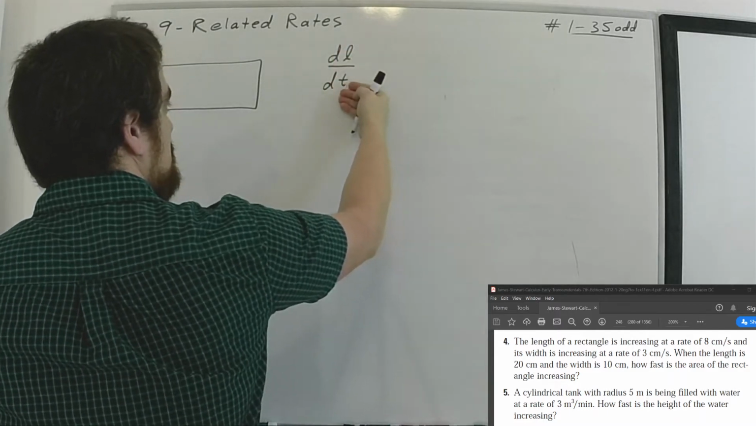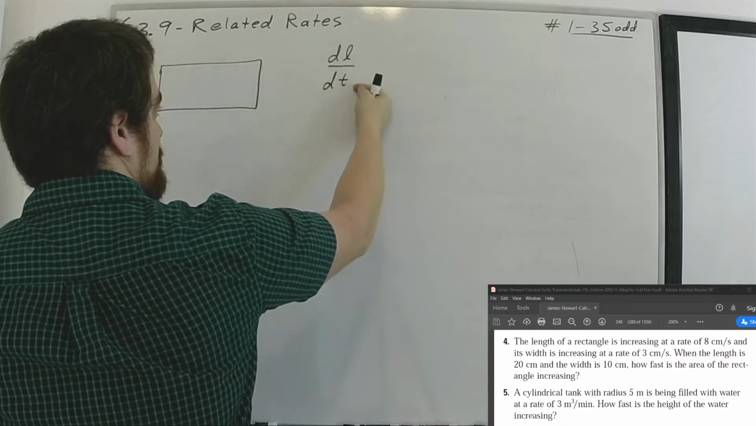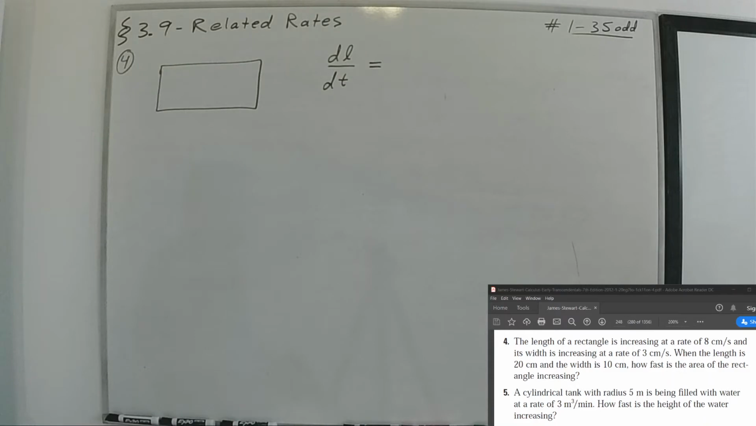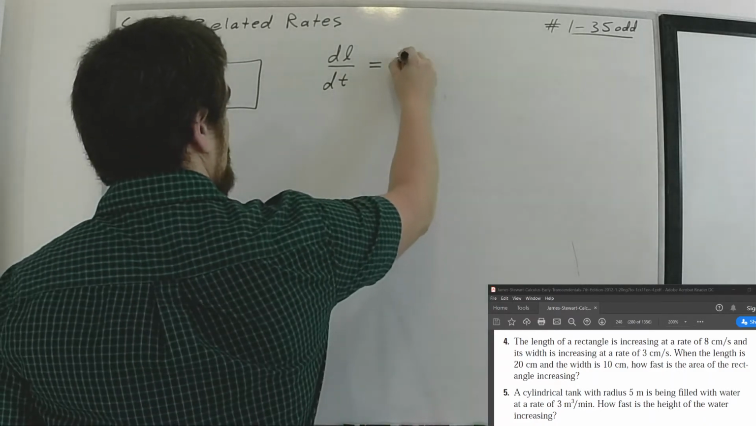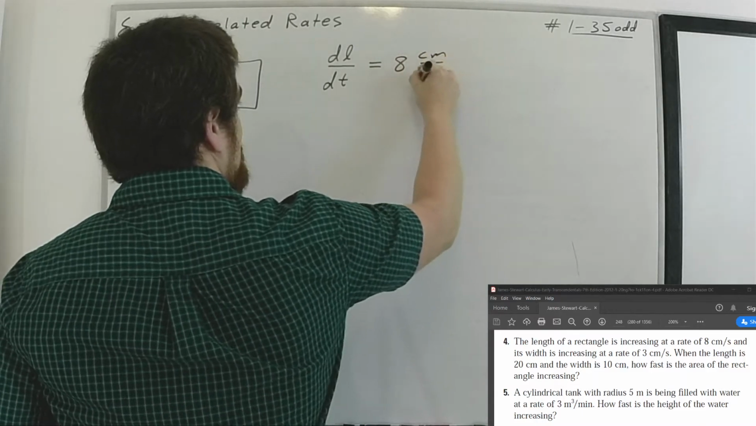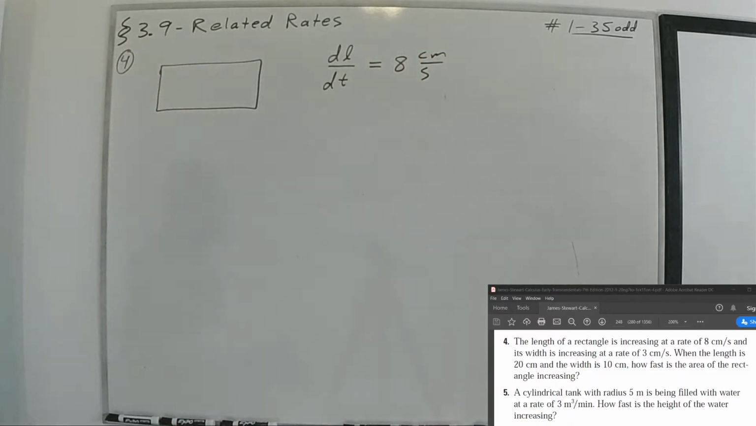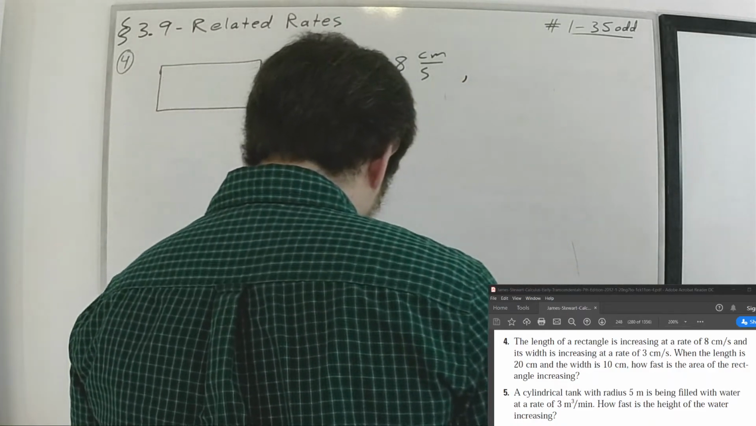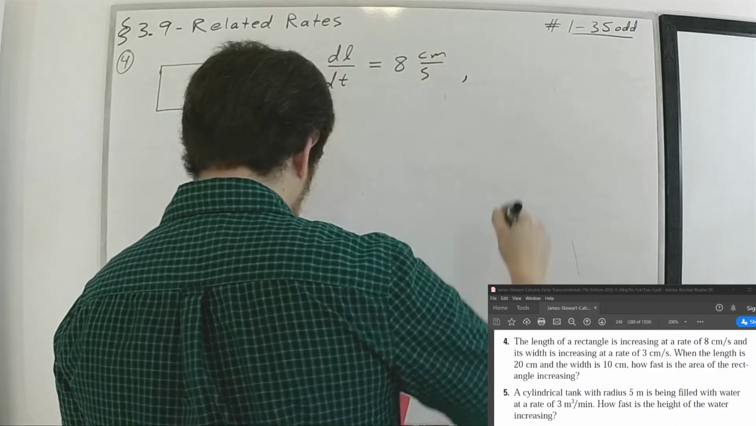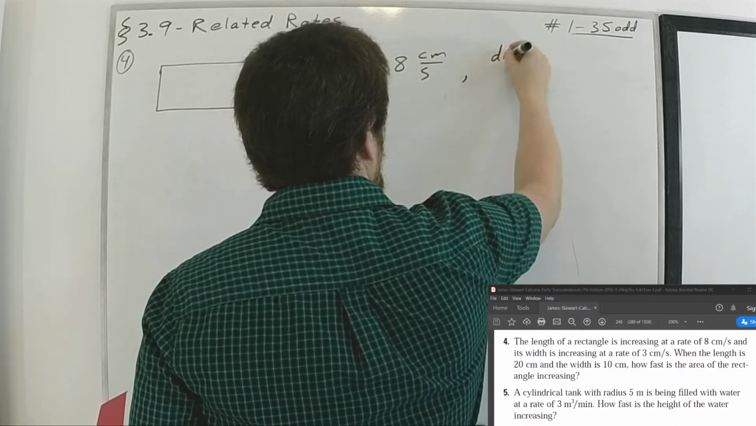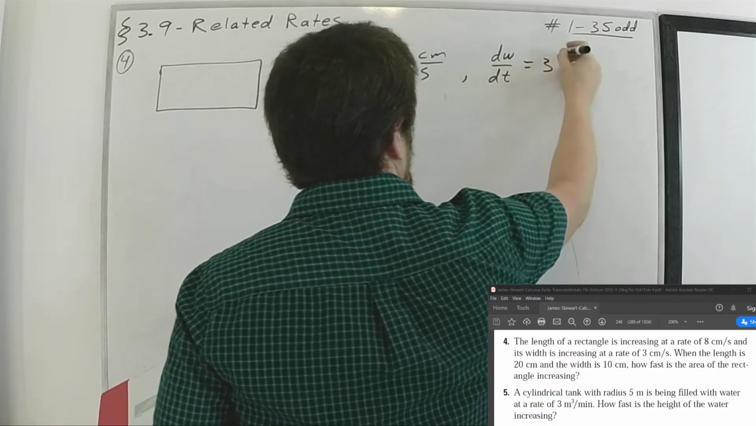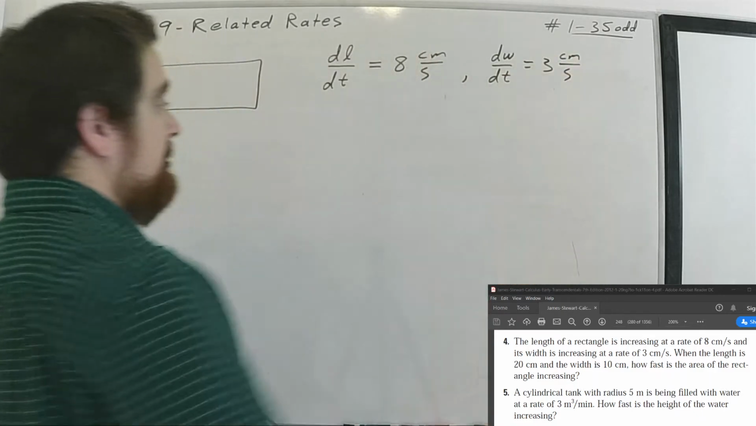And I'm going to use dL/dt for the change in the length over the change in time. So I'm using t as time because we're talking about change per second. And that was 8 centimeters per second. All right, so now I'm just jotting down what the book tells me. I'm taking all my givens and I'm just getting them down. It also mentions that the width is increasing at a rate of 3 centimeters per second. The change in the width with respect to time, dW/dt, is 3 centimeters per second.